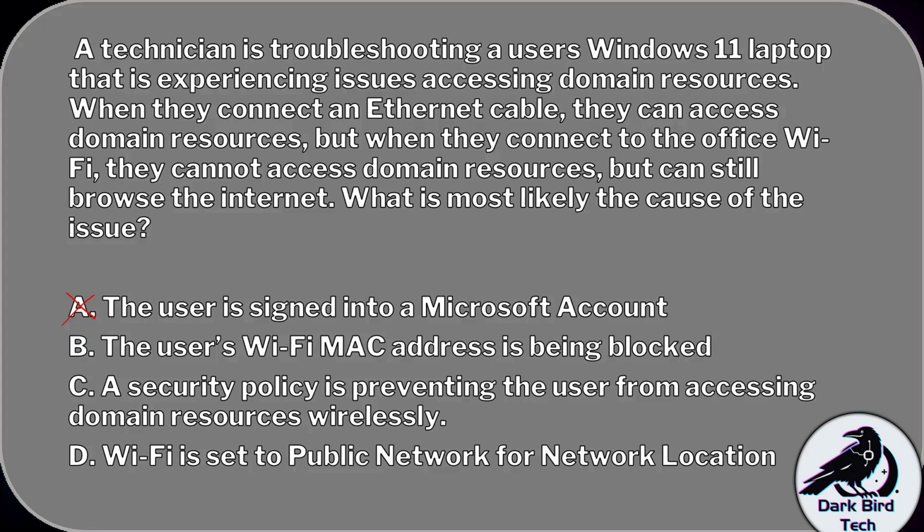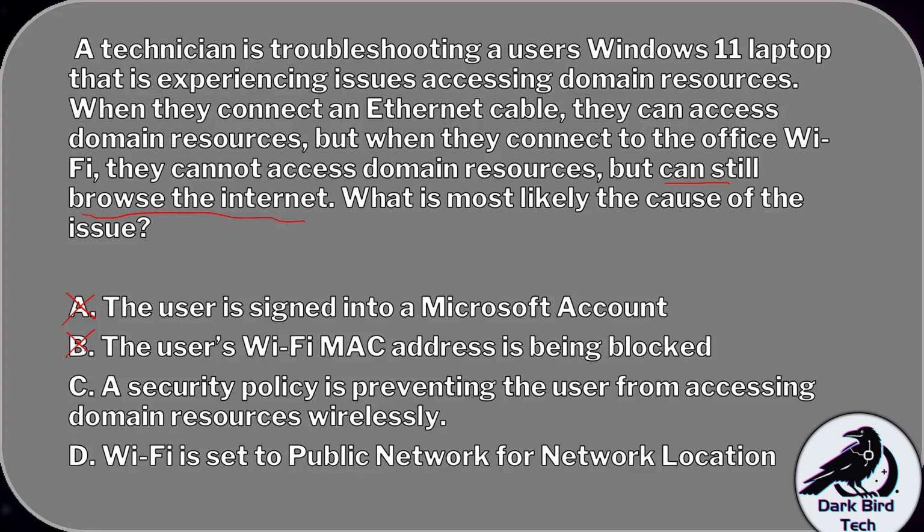Option B, the user's Wi-Fi MAC address is being blocked. I would have felt that to be the correct answer if it weren't for the fact that it says here they can still access or browse the internet when they're on the Wi-Fi. Now, if the user's Wi-Fi MAC address was being blocked, in other words, the MAC address that is part of their wireless network card, they wouldn't even be able to browse the internet. They just basically get no Wi-Fi in the little system tray in the bottom right corner of their screen. So that leaves us with option C and D now.